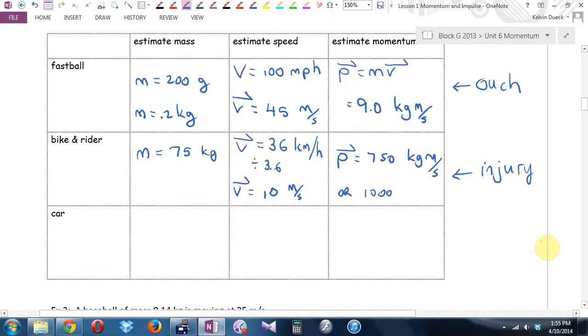Car. What's a good mass for a car? 1,000? Sure. Some are heavier. Somebody says 1,000 or what? I think that's a little heavy. I think 3,000 kilograms. Pounds, you're okay. I think 3,000 kilograms is a little heavy. I'm going to say a nice round number of 1,000.